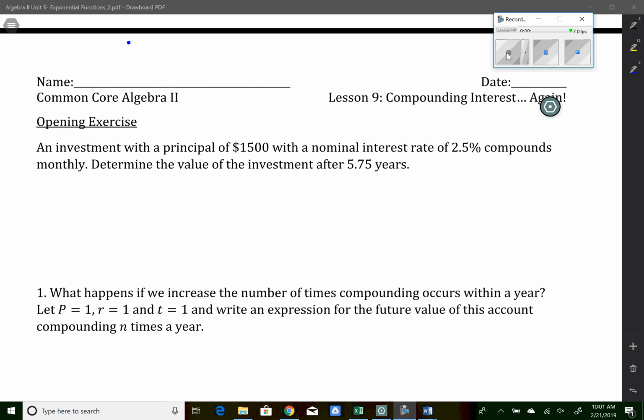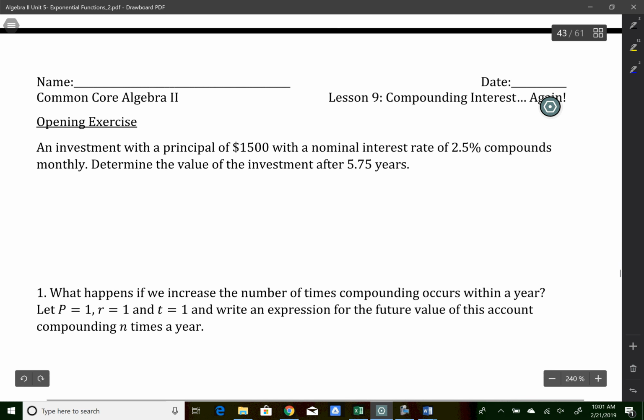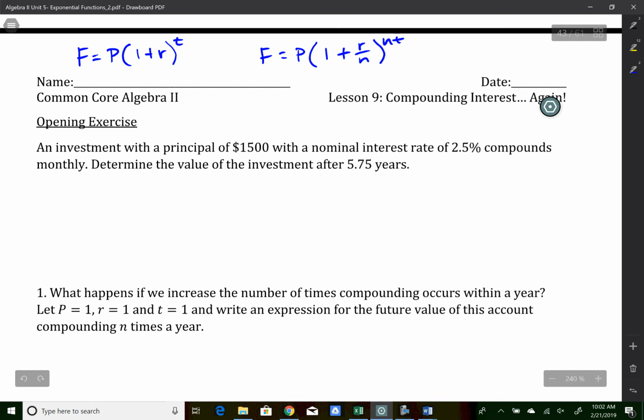So the opening exercise is just a review of something that we learned in lesson number 8. In lesson number 8, there were two equations that we learned about. We learned about the annual interest equation, which is the future value is equal to the principal value times 1 plus the annual rate all to the t for the number of years. And then we also talked about the future value when the interest is compounded more than one time a year. So we have this other formula where n represents the number of times that we're compounding per year.